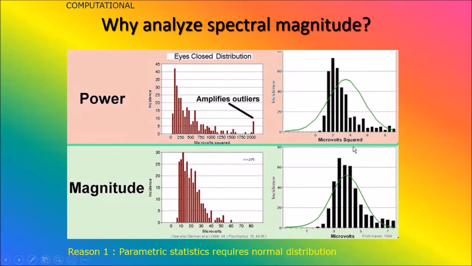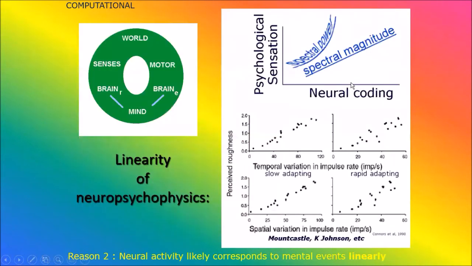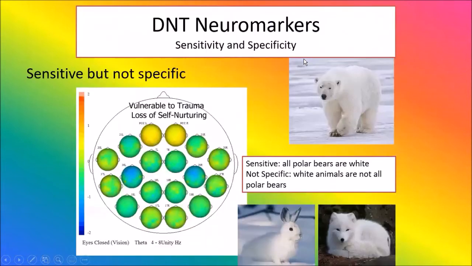You can see power is not normally distributed. We use magnitude, which is much more normally distributed. So when you use power and it's not normally distributed, and you do statistical comparisons, they're going to be off. And actually, it looks like the psychophysics of the brain is much more linear. So that's why you want magnitude. Okay, I'm going to hold on to that one for a second.